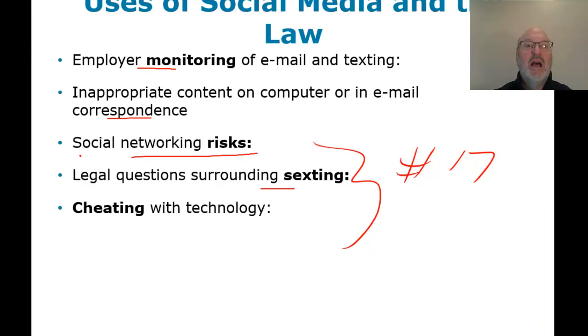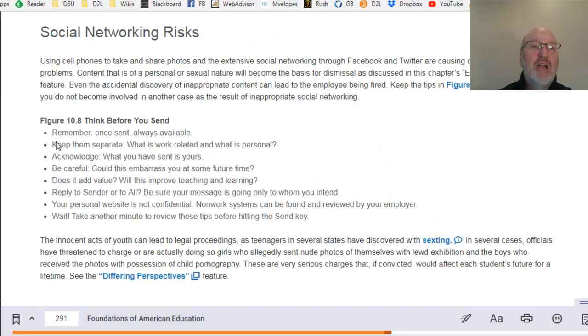And if I were you, I would bring all these in so you have them. Once sent, always available to whoever. Keep them separate. What's work-related is not personal. I had a little struggle with this when I first started because there wasn't any available email other than campus. So I quickly was using my campus email as everything, only to find that wasn't the right thing. So acknowledge you have sent is yours.